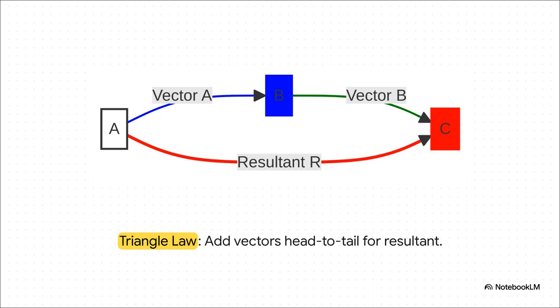By placing our vectors head to tail, we get this resultant vector, r, that red line. It acts like a shortcut, completing the triangle and showing you exactly where you end up. This is the triangle law in action.